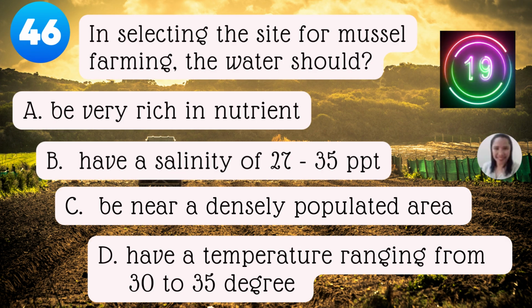In selecting the site for mussel farming, the water should A. Be very rich in nutrients, B. Have a salinity of 27 to 35 ppt, C. Be near a densely populated area, D. Have a temperature ranging from 30 to 35 degrees.